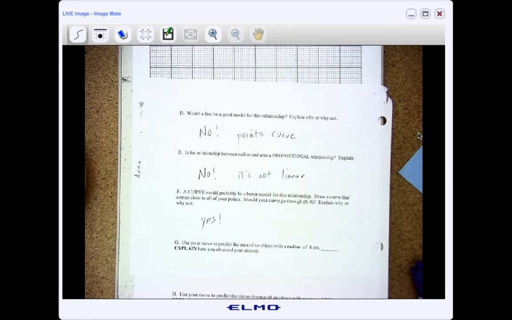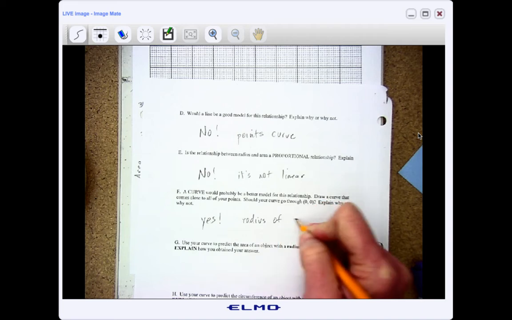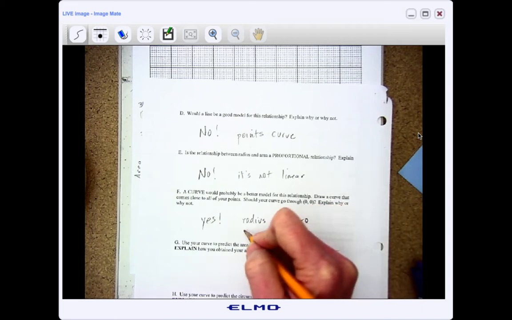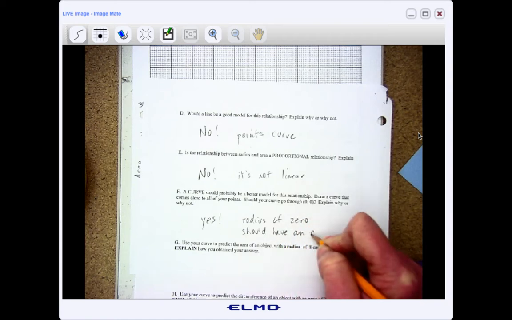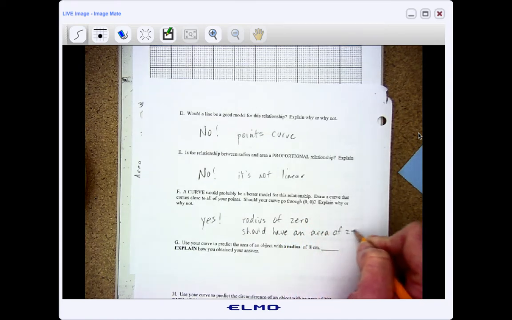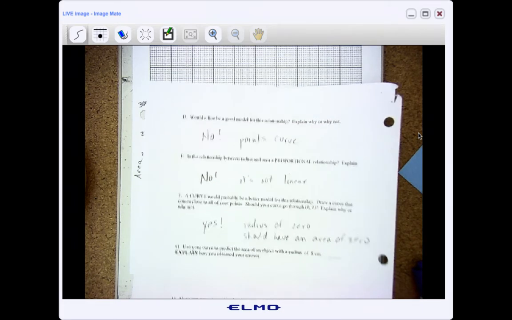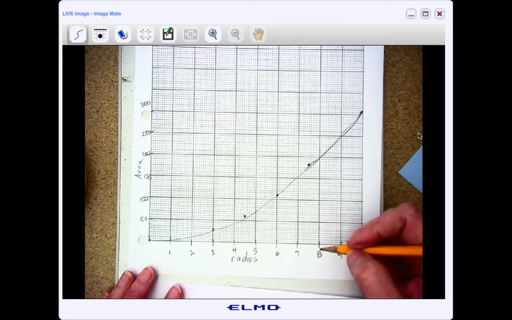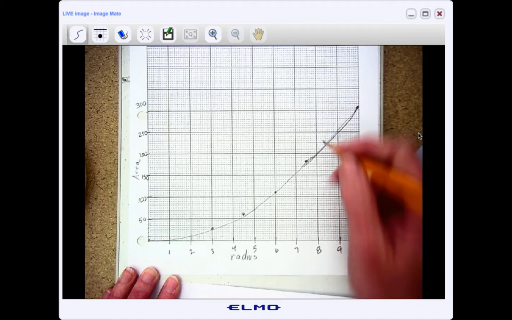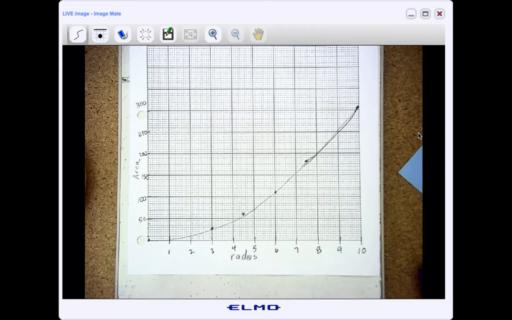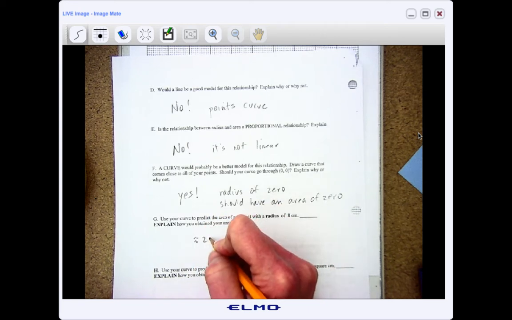A radius of 0 should have an area of 0 also. All right, so it says use your curve to predict the area of an object with a radius of 8. Okay, so we're going to head to 8, head up to here. It looks like it's maybe a little bit over 200-ish, around 200, or maybe a little bit more.